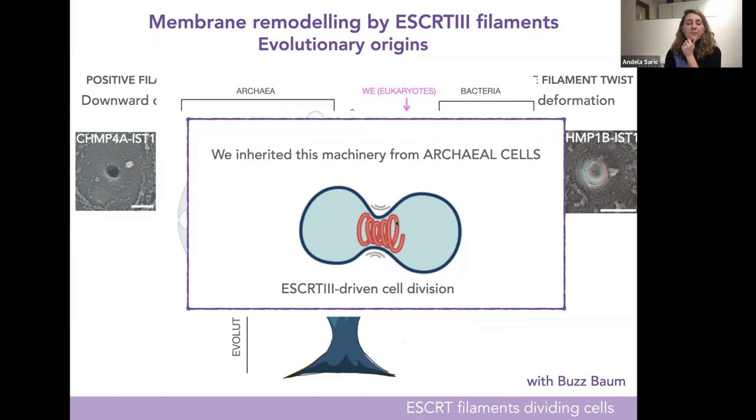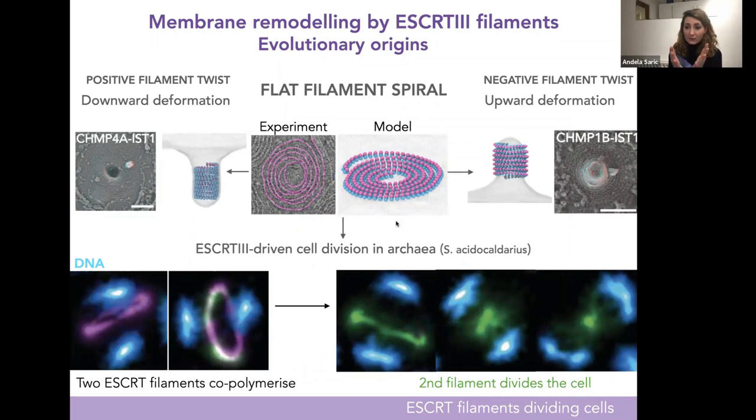So what Buzz's group managed to do is to culture the closest archaeal relative to eukaryotes that can be grown in the lab, which is called Sulfolobus, and image it at quite crazy conditions. These archaeal cells of Sulfolobus live at like 80 Celsius and pH 2, so quite harsh conditions. But they managed to image them under the microscope. So this is the DNA, this is roughly the cell. And they managed to fluorescently label the ESCRT filaments. And I'll show you what happens here.